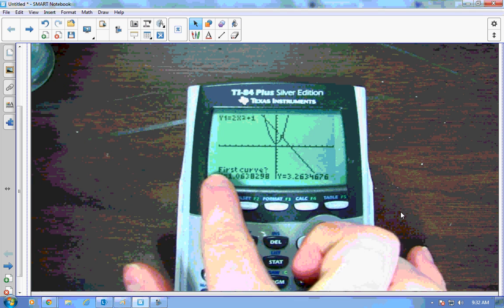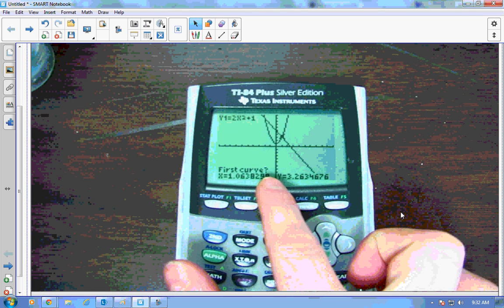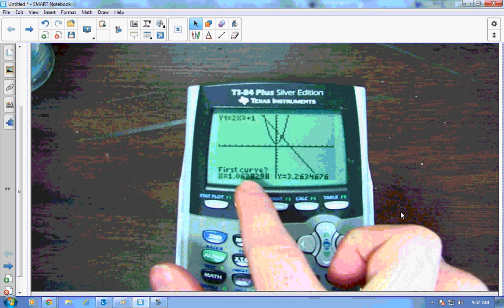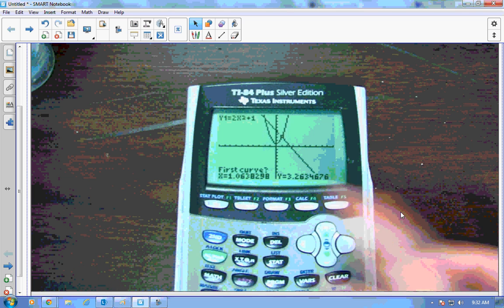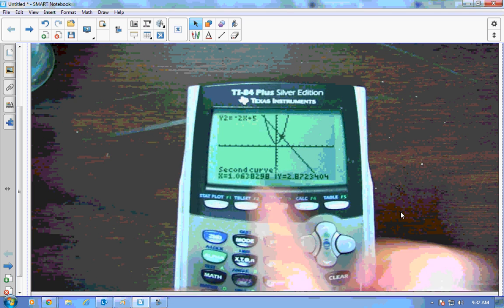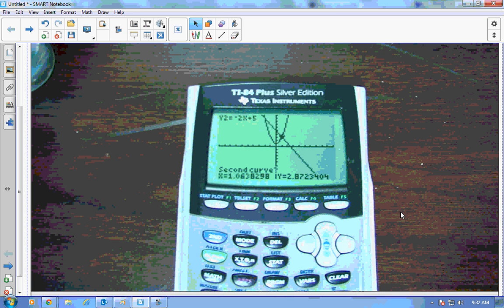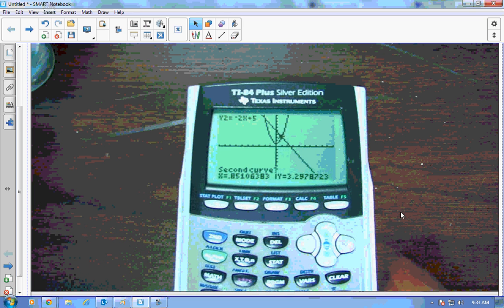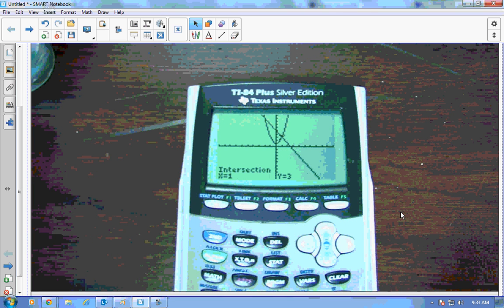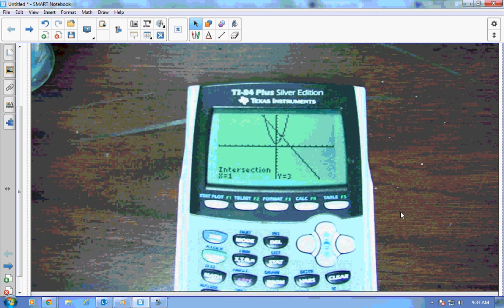The calculator says first curve, so I'm on my parabola. I'm guessing all of the rest of you are on that first parabola. Now you hit enter, second curve. Sometimes you can even just push enter where it's at. Sometimes you need to adjust a little bit. So you want to be as close as possible. Hit enter essentially 2 more times. And our second intersection is what? 1, 3.